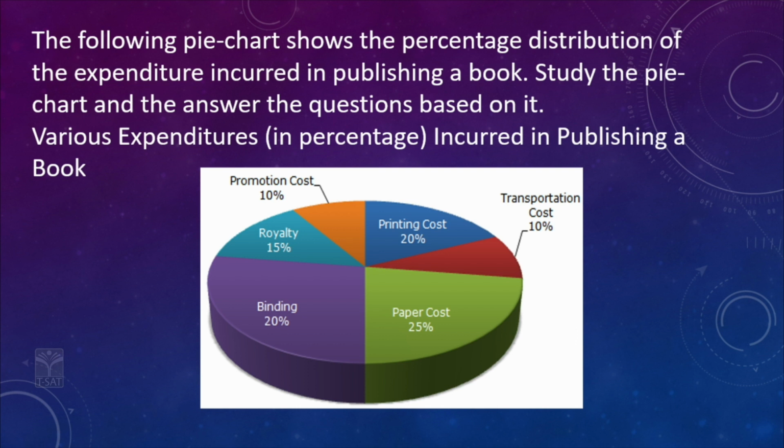The first one, transportation cost is 10% here, and a printing cost is there, 20%, paper cost is 25%, binding of the book will be 20%, and the royalty given to the author is 15%, and promotion cost is 10%. So these are expressed in a pie diagram in sectors. So we have to calculate what kind of questions are given based on this data. We will observe it.